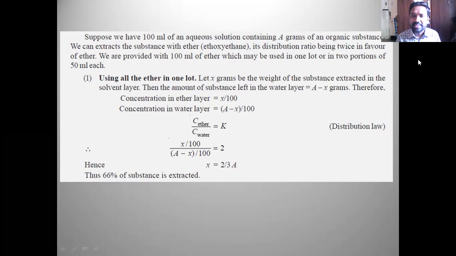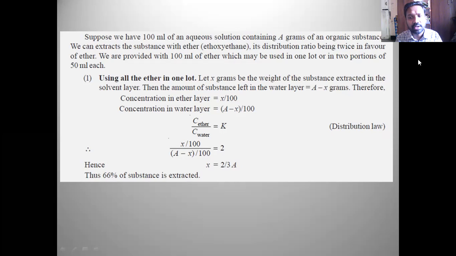All that you have to take is the distribution law formula. What is the distribution law formula? Concentration of the compound in the organic layer divided by concentration of the compound in the water layer is equal to K. That is what your distribution constant is. Okay, fine. Now, what is the concentration of the compound in the ether layer after shaking? You have taken 8 grams of compound, A, in water.